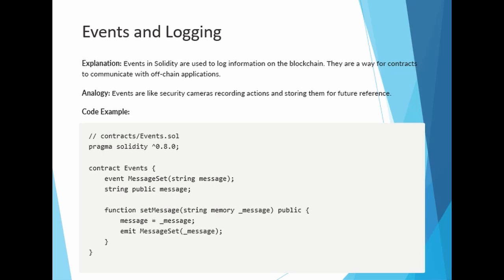This contract declares an event MessageSet which logs a single string parameter. Then we declare variables and have the setMessage function. Now, after updating the message state variable, the function emits the MessageSet event logging the new message. The emit keyword is used to trigger an event.